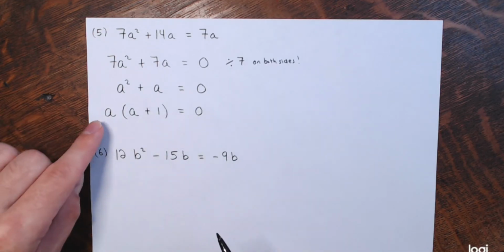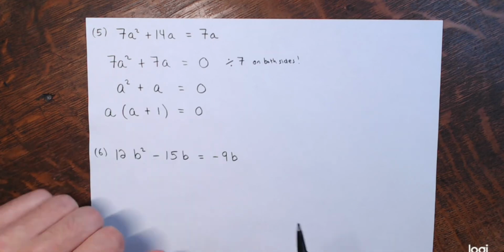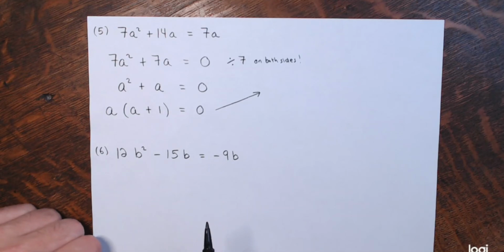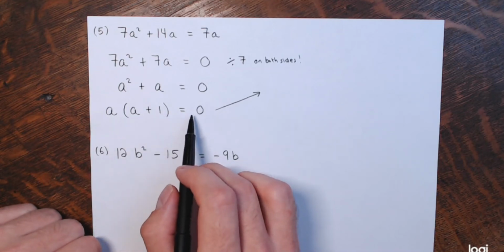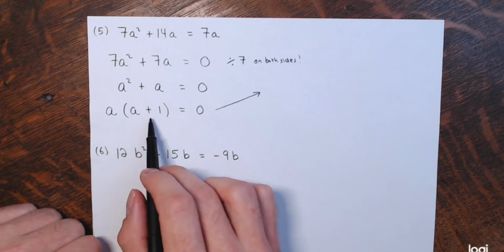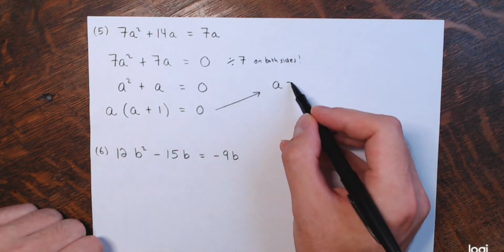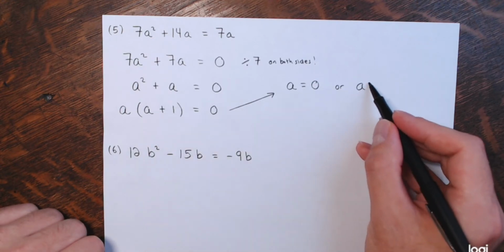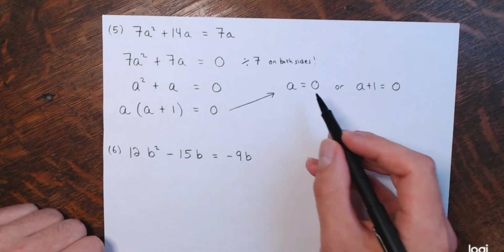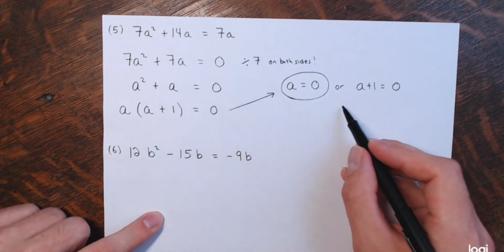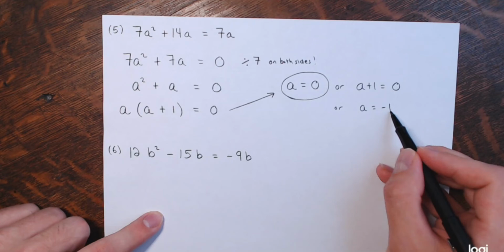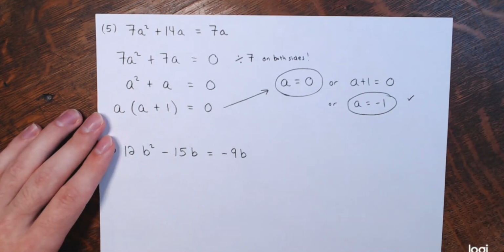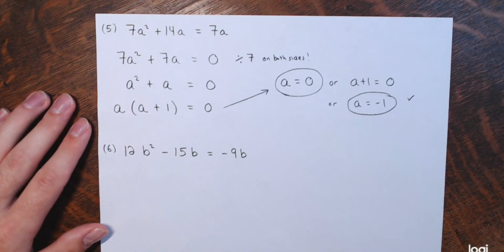And then I have a product equal to 0. And applying that zero product property, the only way a product is equal to 0 is if one of the factors, these two factors, is 0. So either a equals 0 or a plus 1 equals 0. And solving these, I get a equals 0 or a equals negative 1. And again, don't forget to check back in the original statement that both those work when you replace them with a.